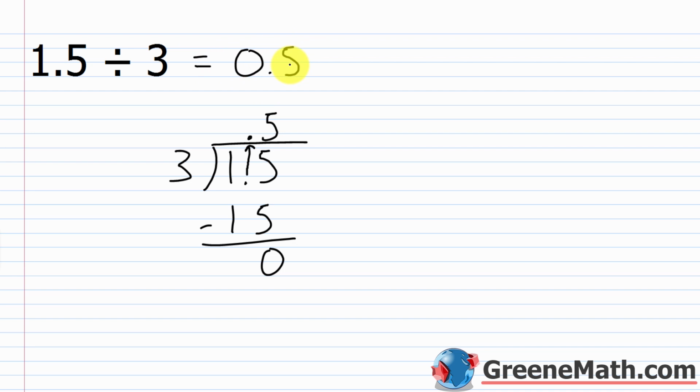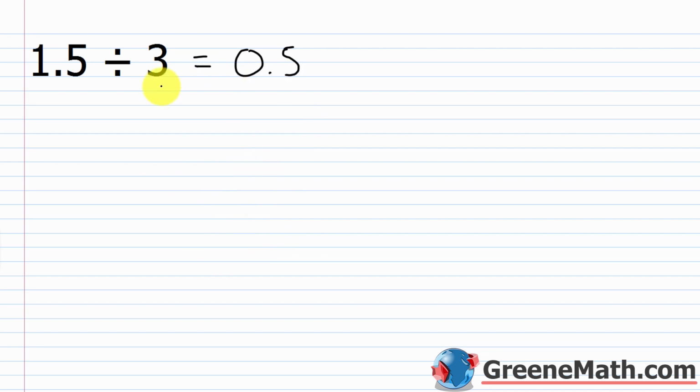Now remember, we can check division with multiplication. So we already know how to multiply with decimals. I could do 0.5 times 3, right? I could go backwards, and I should get 1.5. So what is 0.5 times 3? Well, we already know that we do 5 times 3. That would give us 15.